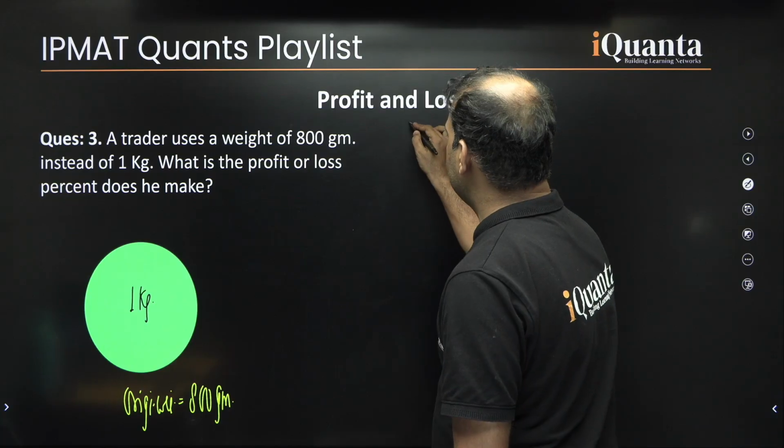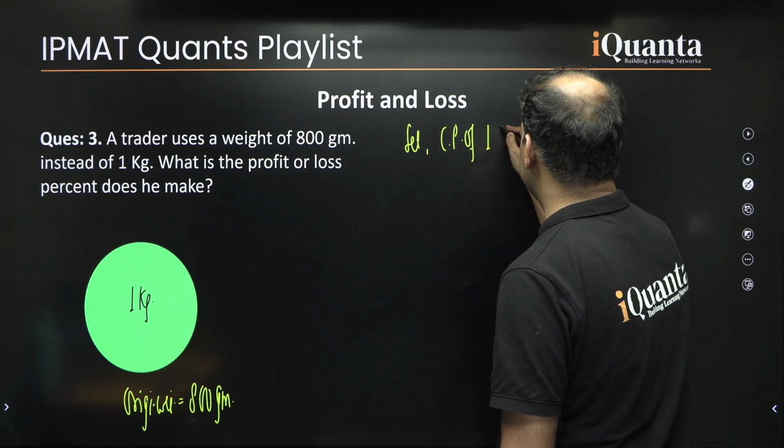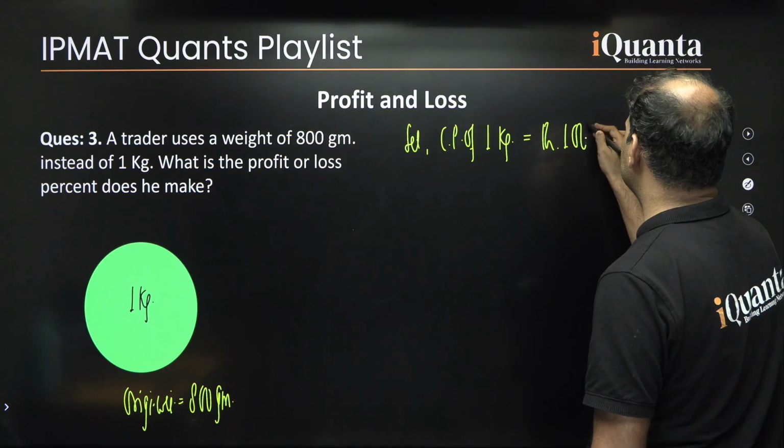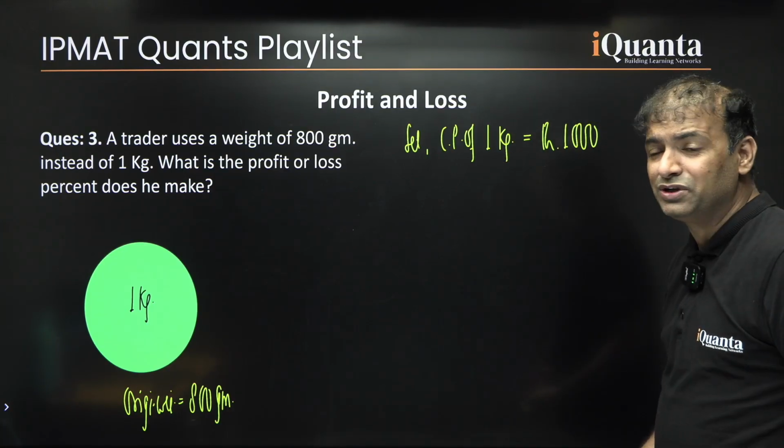So let's assume the cost price of 1 kg is rupees 1000. We can say 100,000, anything. I took 1000 because I'm using it with 1 gram also.